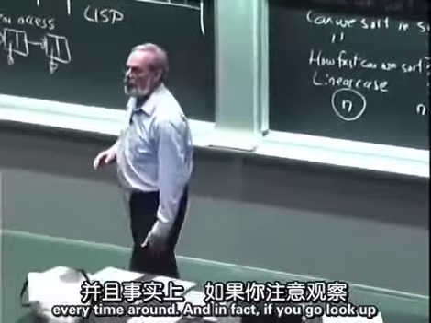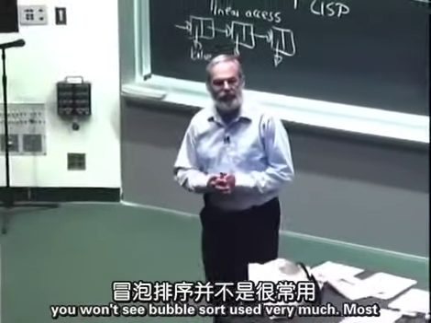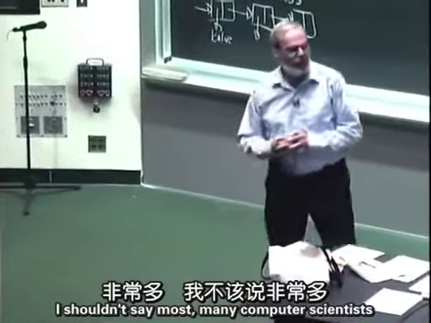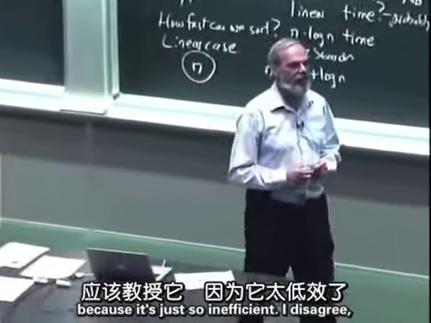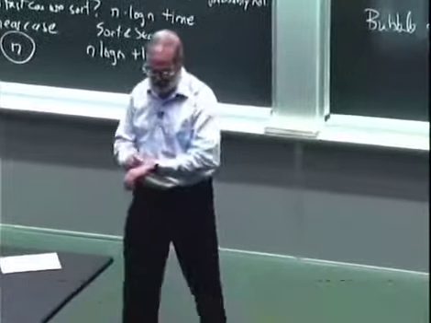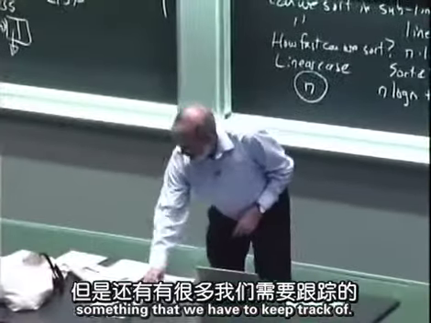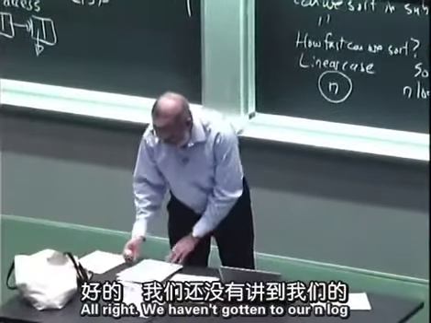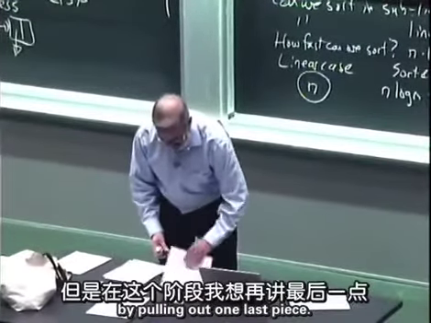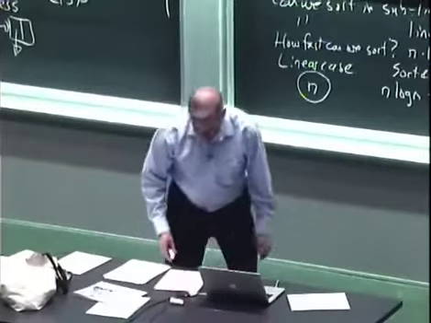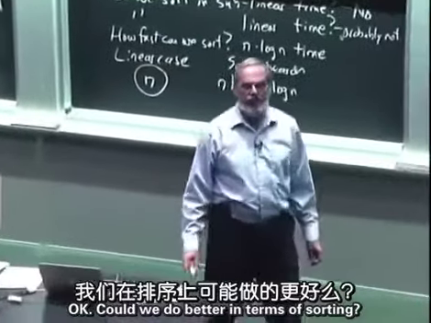And in fact, if you go look up, you won't see bubble sort used very much. Many computer scientists don't think it should be taught because it's just so inefficient. I disagree because it's a clever idea, but it's still something that we have to keep track of. All right. We haven't gotten to our n log n algorithm. We're going to do that next time, but I want to set the stage here by pulling out one last piece. Could we do better in terms of sorting?